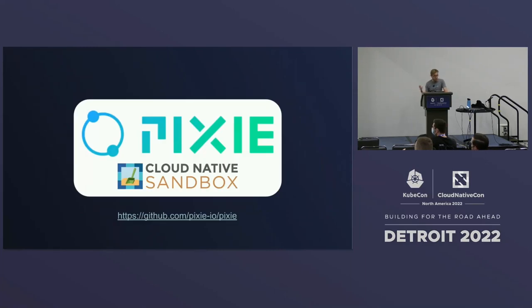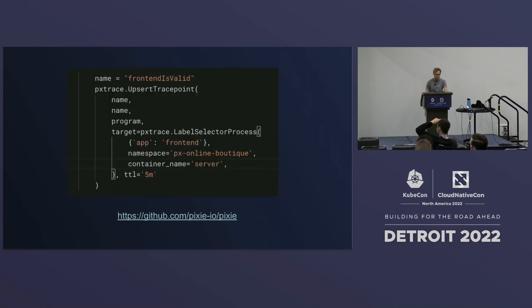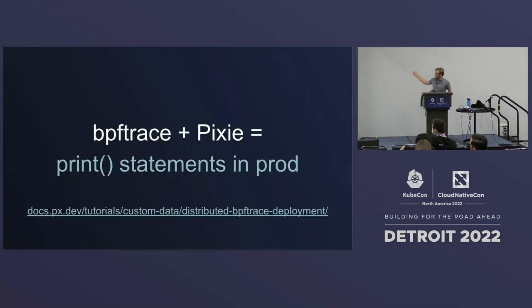At Pixie, what we've been working on recently is making this process a lot easier. Instead of SSHing into your specific cluster, your specific node, and finding that specific binary that you want to instrument, what we have provided is a way to specify a set of pods that you want to attach to. You can specify the labels inside of your pod that specify which pod you want to attach to, and you specify the namespace, and then Pixie will take care of the rest of adding the BPF trace probe program that you want onto that specific pod. So together, BPF trace and Pixie makes it easy to add print statements in your production Kubernetes environment.